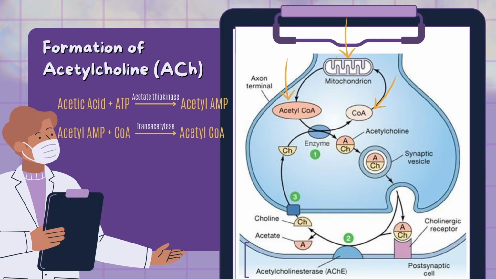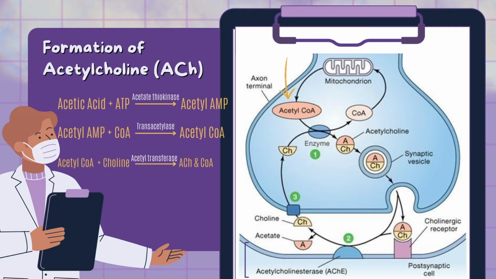Consecutively, the acetyl AMP is added with coenzyme A or CoA, which then results in acetyl coenzyme A through the enzyme transacetylase. This means that the coenzyme A delivers the acetyl AMP in the mitochondrion to be oxidized for energy production by the citric acid cycle or Krebs cycle. Then, it results in the product of acetyl coenzyme A.